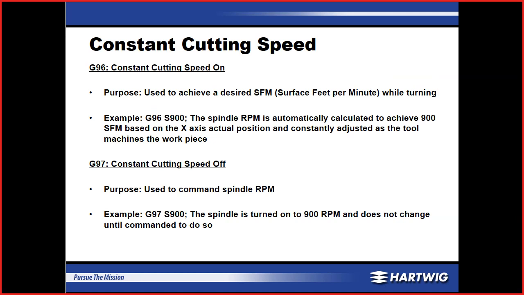G97 is constant cutting speed off. So now we are commanding a directed RPM. G97 S900 will turn the spindle on at 900 RPM in the designated direction. And the only time that RPM will change is when commanded to do so.